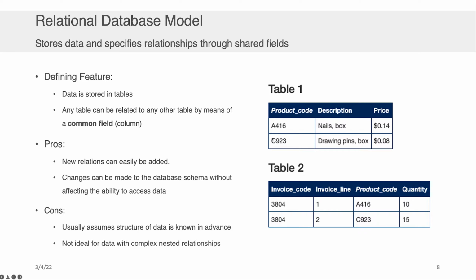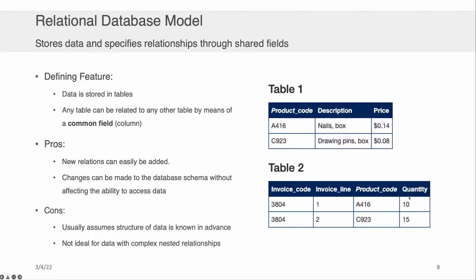We might have a table 1 that contains some information about products: a product code, a description, and a price. And then we might have a separate table that contains some information about invoices. We might be having people pay for those products, and we want to keep some information in an invoice. So we'd have an invoice code, an invoice line, a product code, and a quantity.